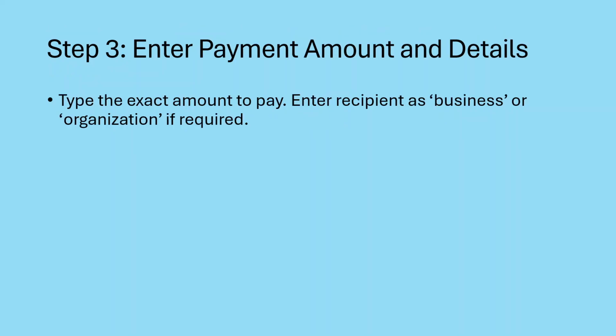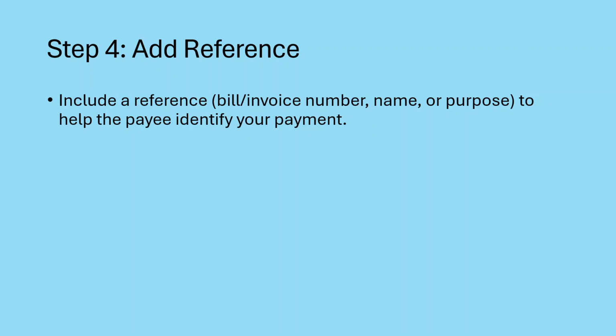Step 3. Enter payment amount and details. Type the exact amount to pay. Enter recipient as business or organization if required. Step 4. Add reference. Include a reference, bill, invoice number, name, or purpose to help the payee identify your payment.